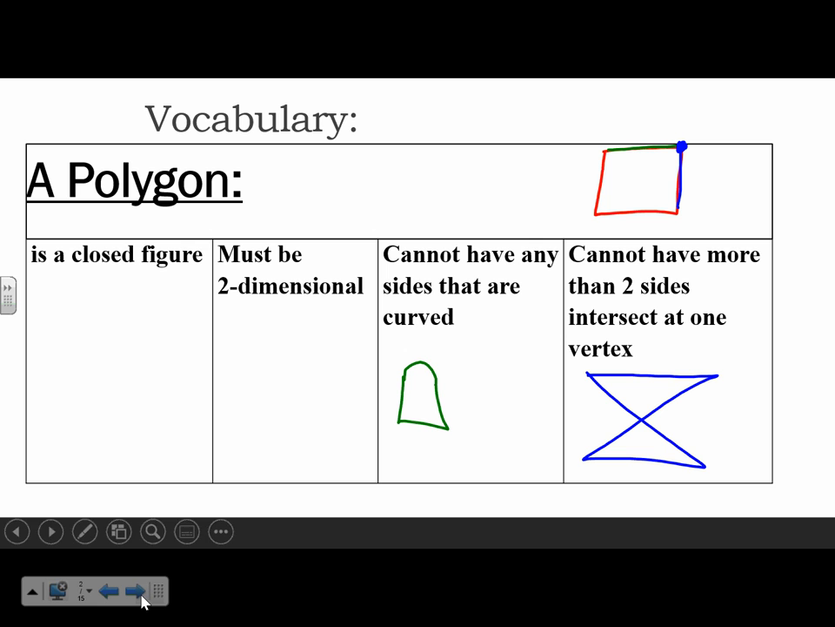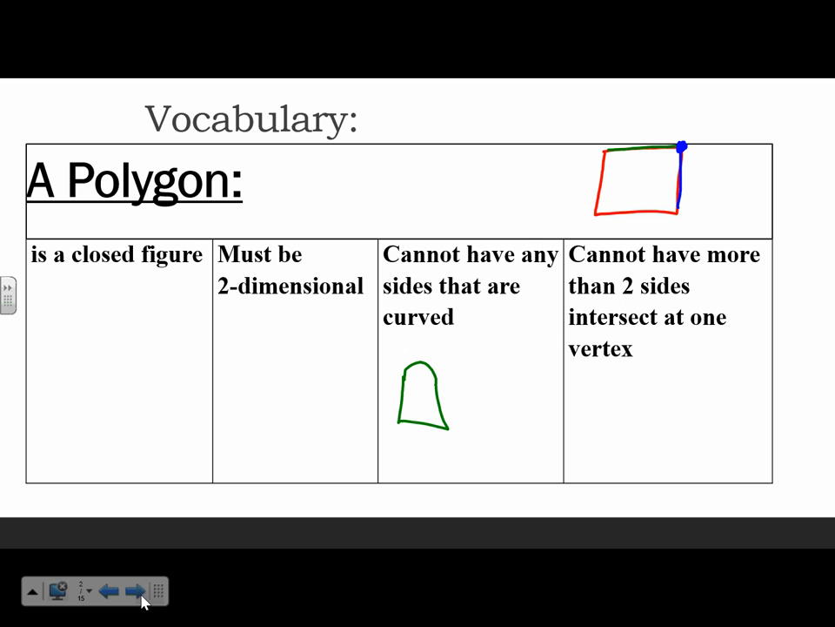Because now these two sides aren't just intersecting at this vertex, we also have another intersection here in the middle. So I think this is written really confusing. Really all you have to make sure is that you have no sides that intersect each other. That's what I say. I say you can't have any sides that intersect each other.